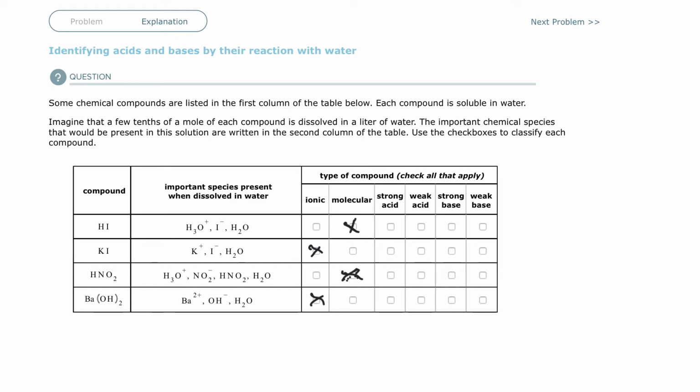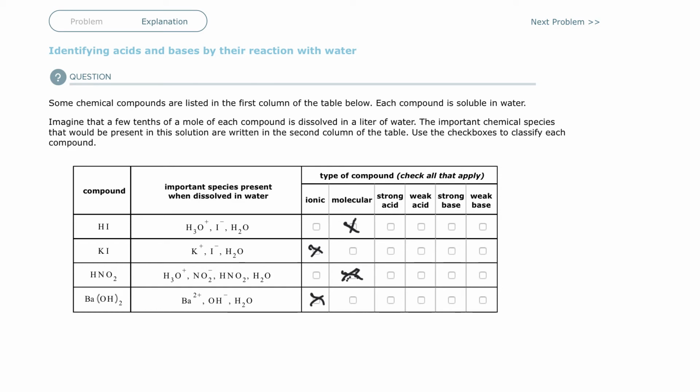KI is potassium and iodide and water. And the last one, barium and hydroxide and water. Well, hydroxide is what you're looking for in a base. You're looking for hydroxides for a base. So D has to be a base. So let's look at B again. I do not see any hydronium. I don't see any hydroxide. So it's neither going to be an acid or a base. This is called a salt.